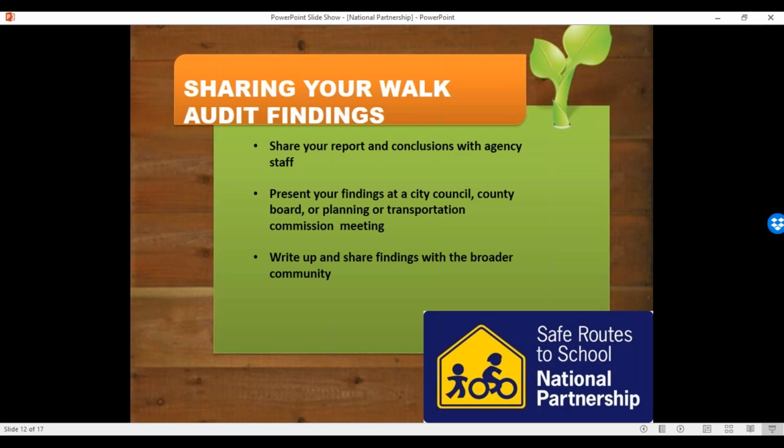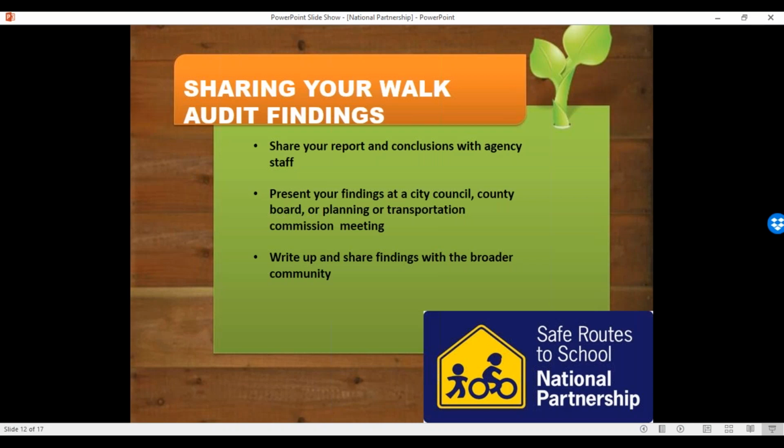Try presenting your findings at a city council, county board, or planning or transportation commission meeting. Approach the staff to see if you can get a dedicated time on the meeting agenda to present your walk audit process and findings. And if you're not able to get a designated time, you can provide brief information during the public comment portion of the agenda.